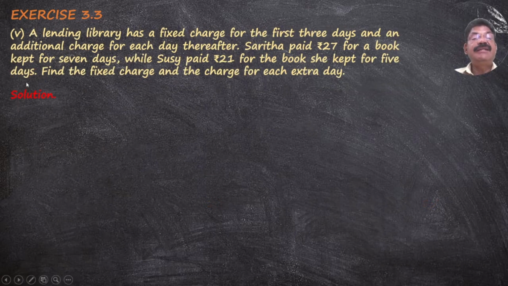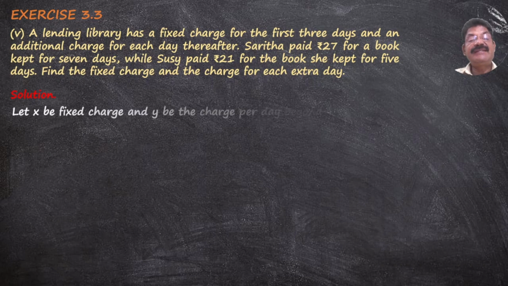Fifth problem. A lending library has a fixed charge for the first 3 days and an additional charge for each day thereafter. Sarita paid rupees 27 for a book kept for 7 days, while Susi paid rupees 21 for the book she kept for 5 days. Find the fixed charge and the charge for each extra day. So, we have to find out the fixed charge and per day charge beyond 3 days. So, we take x as the fixed charge and y as the charge per day beyond 3 days.